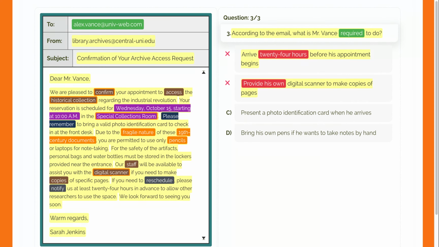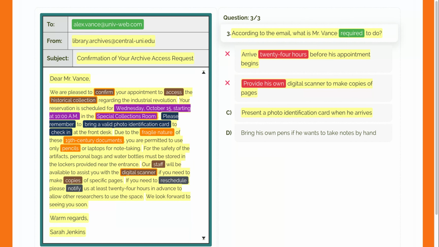Next, we'll examine option C. Present a photo identification card when he arrives. Let's check sentence 3 again. It says to bring a valid photo identification card to check in. This is exactly what the option says. Present is just another way of saying show or bring. This is a perfect match, so this is correct.